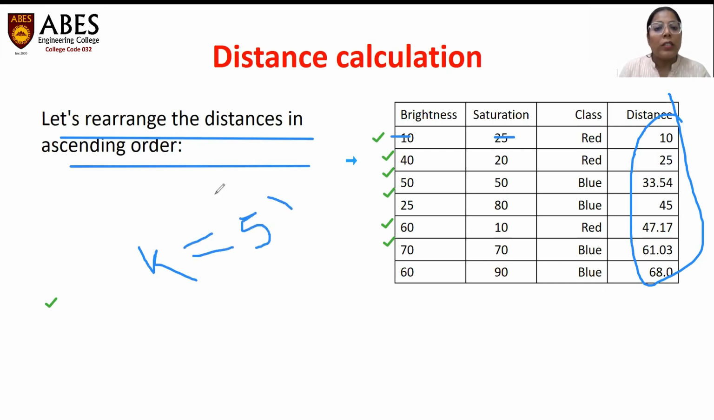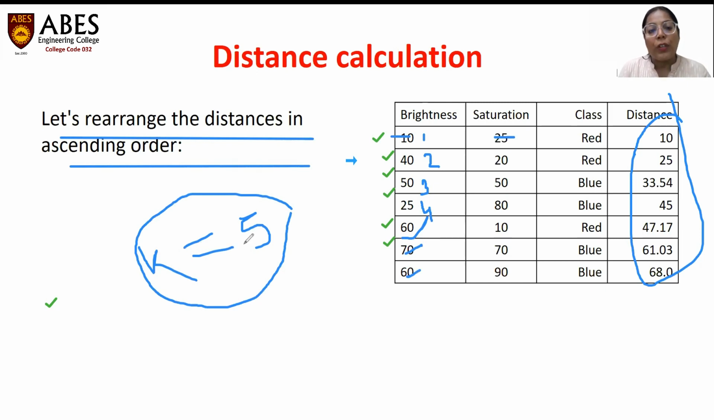So what is K equal to 5? Here K is the number of nearest neighbors, so we will take 5 nearest neighbors. How much data do we have? 1, 2, 3, 4, 5, 6, 7. As we have assigned K equal to 5, we will take only 5 values. So we are going to take the values 10, 25, 33, 45, 47. We have 5 values now.